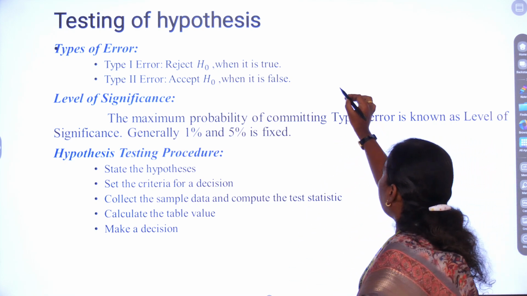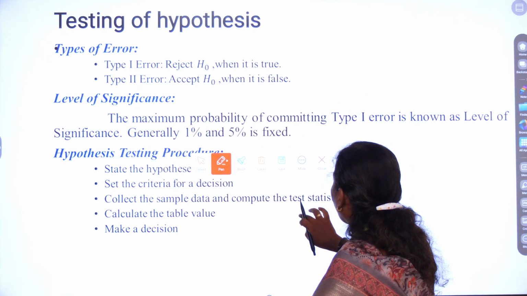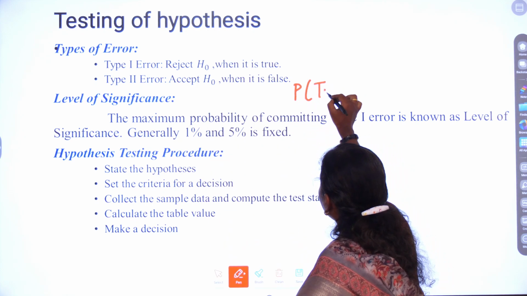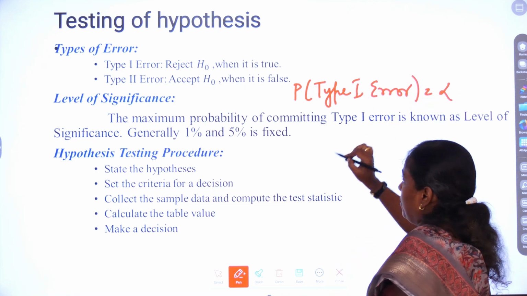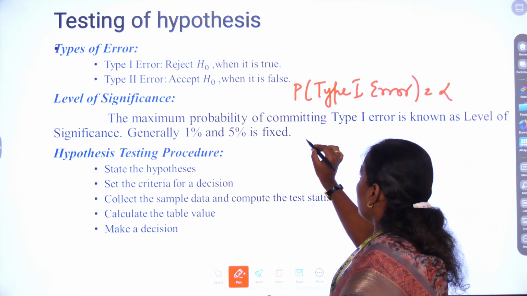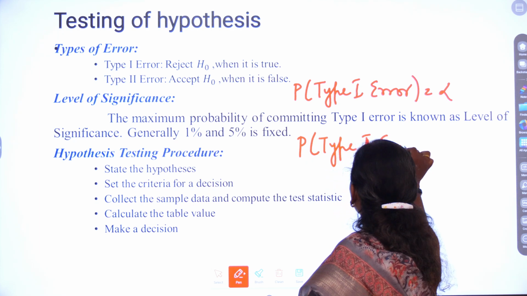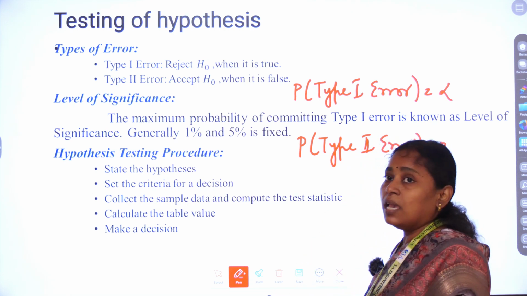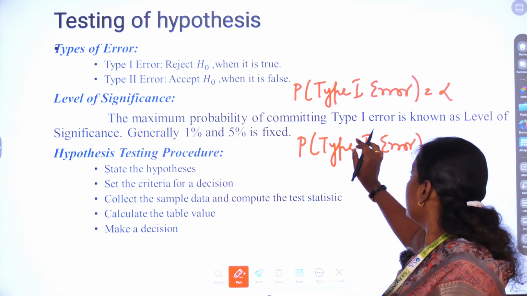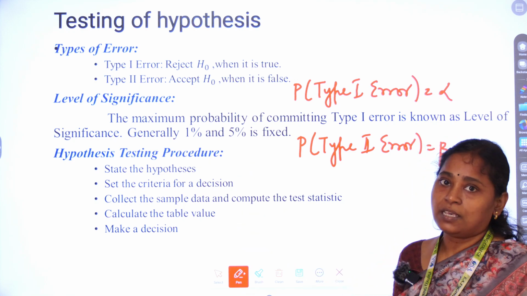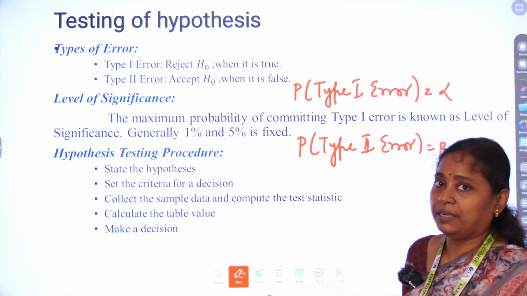The probability of type 1 error is denoted by alpha, and the probability of type 2 error is denoted by beta. Now this probability of type 1 error, which is equal to alpha, is known as the level of significance. The level of significance is nothing but the maximum probability of committing type 1 error, right?